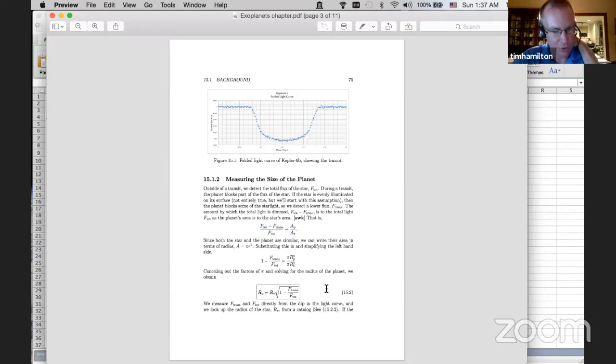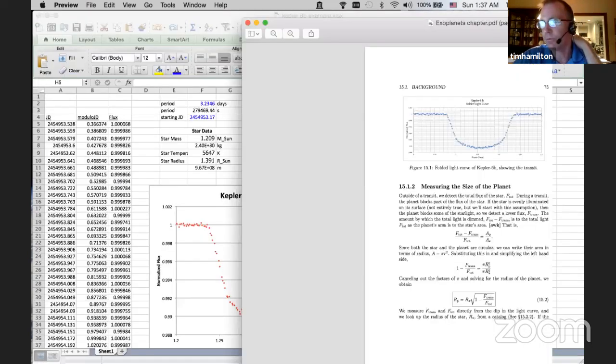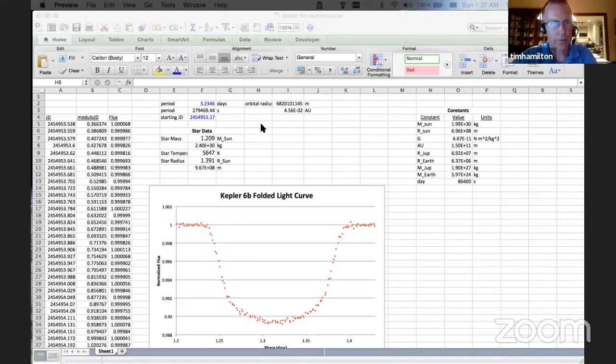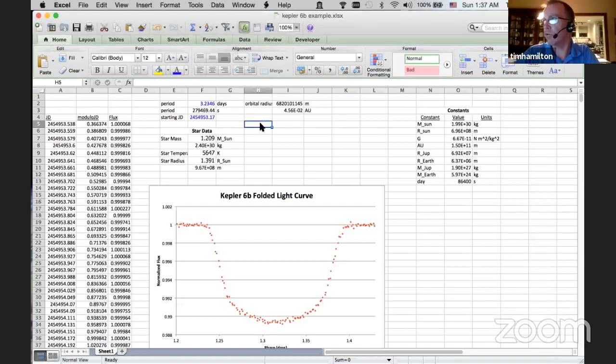Okay, so our next equation, 15.2 on page 75, the third page of the PDF. The radius of the planet is the radius of the star times the square root of 1 minus the flux in the transit to the total flux divided by the total flux. Okay, so let's take a look at the flux at the transit bottom. I'll call that F trans for transit.